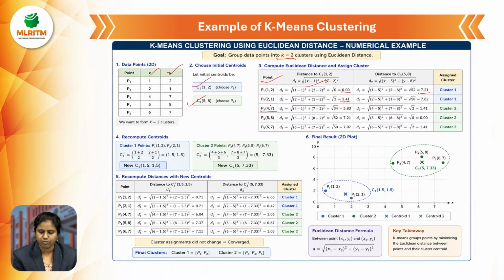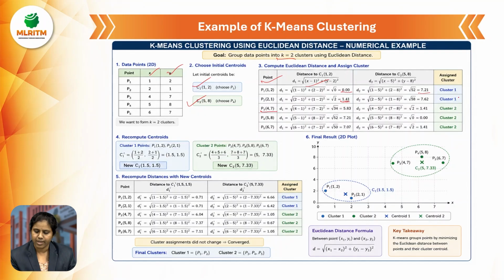Now you see the third point, 4 comma 7. What is the Euclidean distance we are calculating here? With 4 comma 7 and 1 comma 2, the distance is 5.83, and the other distance is 1.41. So cluster 2. Similarly for the point 5 comma 8, we calculated with 1 comma 2 and got the distance 7.21. With the other centroid, 5 comma 8, the distance is 0. Whatever the distance is lowest, that is 0. So cluster 2. Similarly for the point 6 comma 7, the distance has been calculated and the point moves to cluster 2.